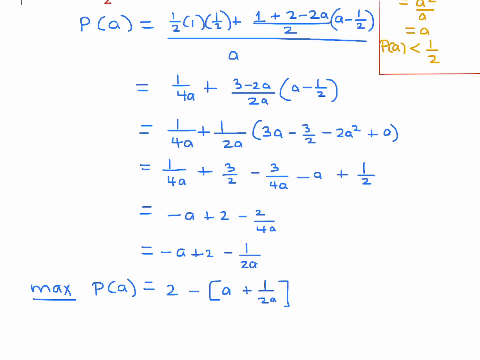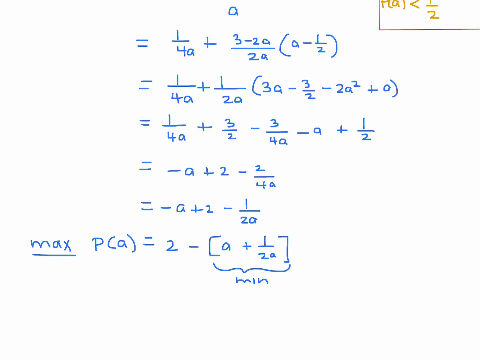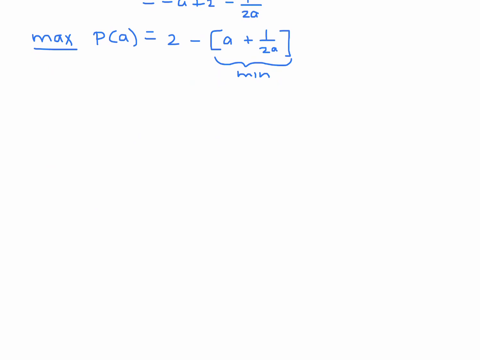Well, at this point, it's going to be maximized when this is the minimum, right? The smaller this is, the bigger this whole thing will be. So now I'm going to concentrate on minimizing that part. So to minimize that, I've got two sums. So this is where I have to use AM-GM, arithmetic mean, geometric mean.